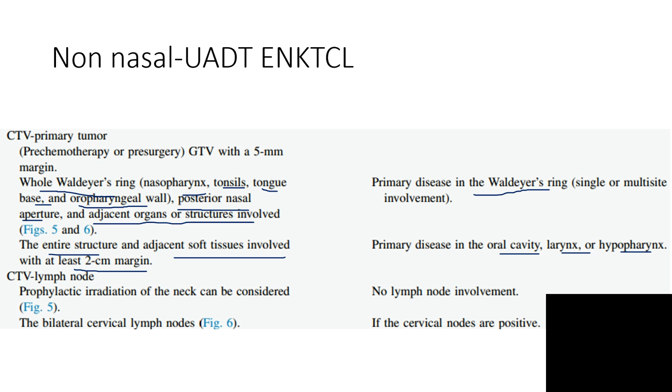In terms of lymph node, if there is no lymph node involvement, prophylactic neck node irradiation can be considered. It's up to the physician's or the radiation oncologist's discretion, so clinical judgment is important. And if the cervical nodes are positive, definitely bilateral cervical nodes need to be irradiated.